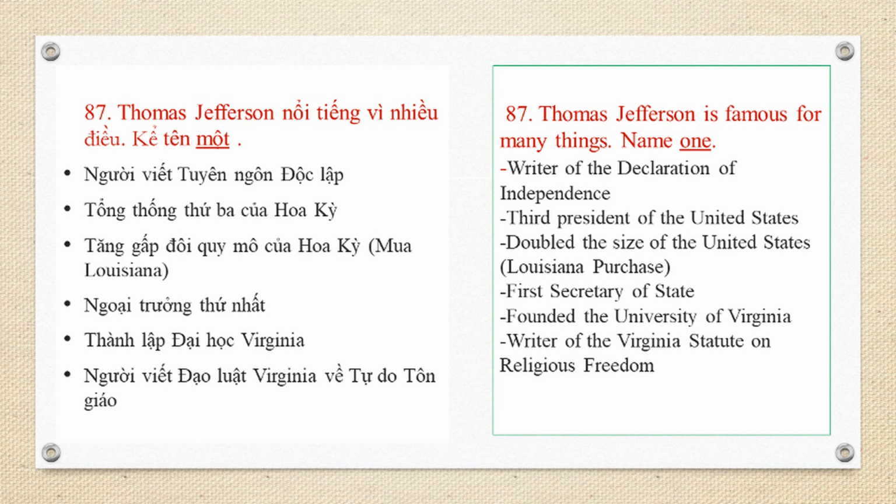87. Thomas Jefferson is famous for many things. Name one. Writer of the Declaration of Independence. Third President of the United States. Doubled the size of the United States, Louisiana Purchase. First Secretary of State. Founded the University of Virginia. Writer of the Virginia Statute on Religious Freedom.